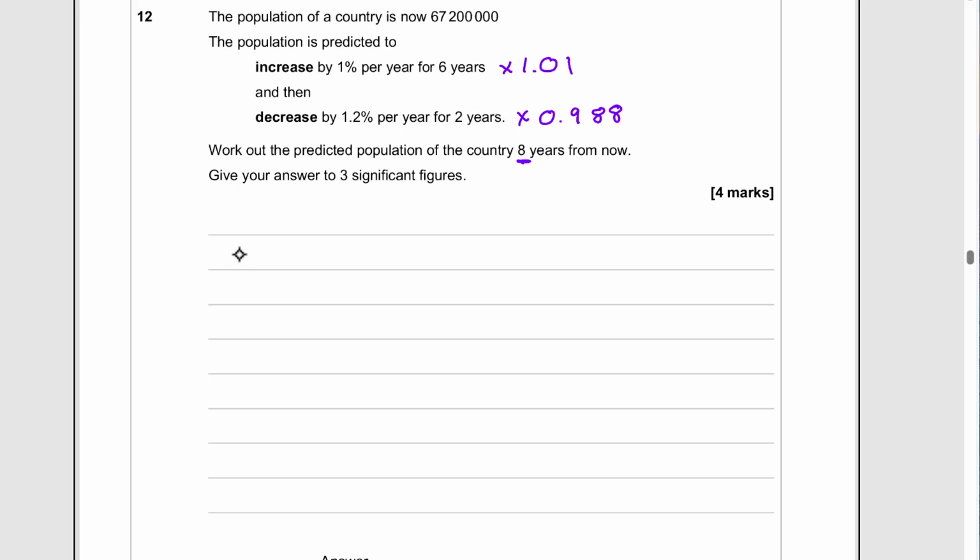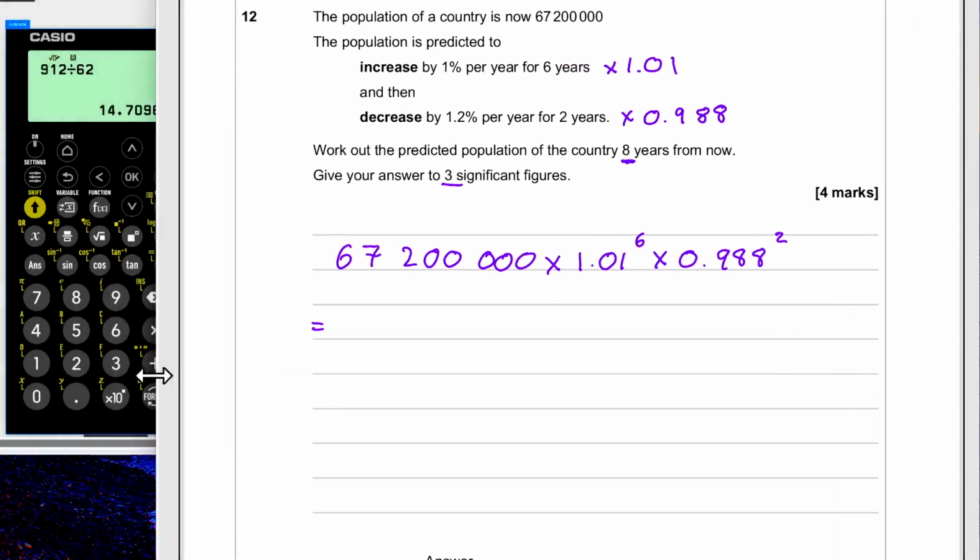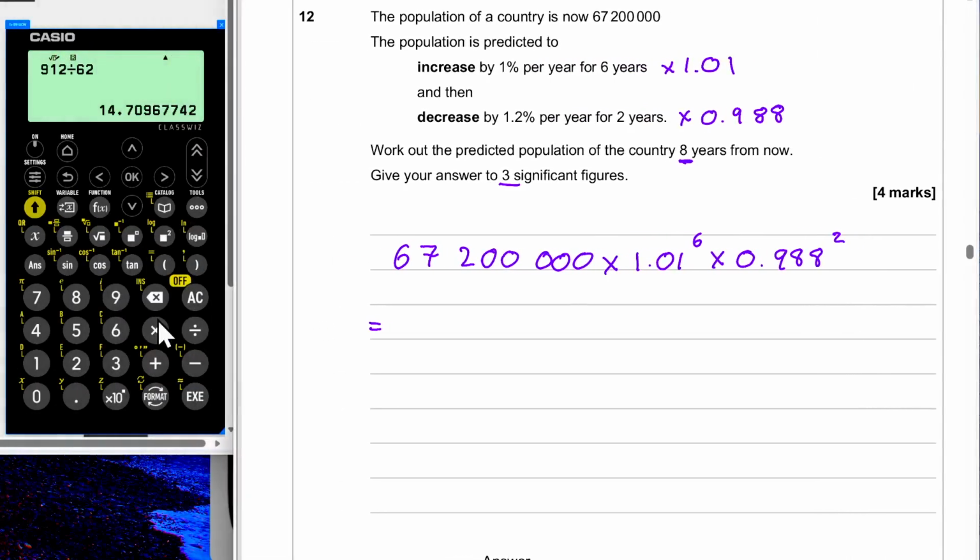Okay, so our total, give your answer to 3 significant figures. That's a good point to spot. So I'm doing 67,200,000 times 1.01 to the power 6 times 0.988 to the power 2. And we can do that as a single sum. We don't need to break it into separate parts.